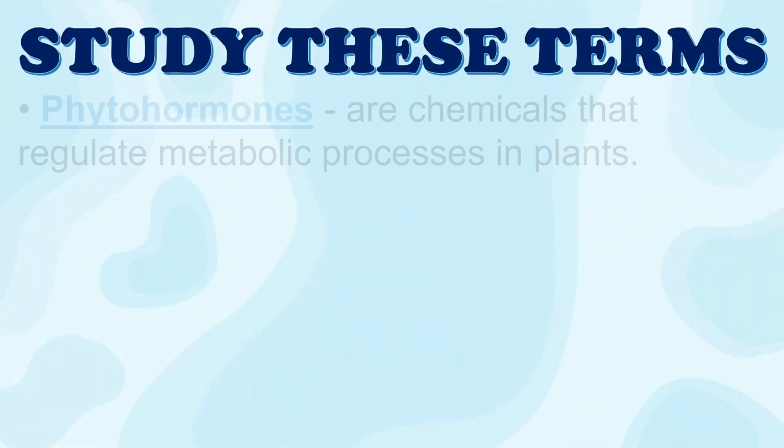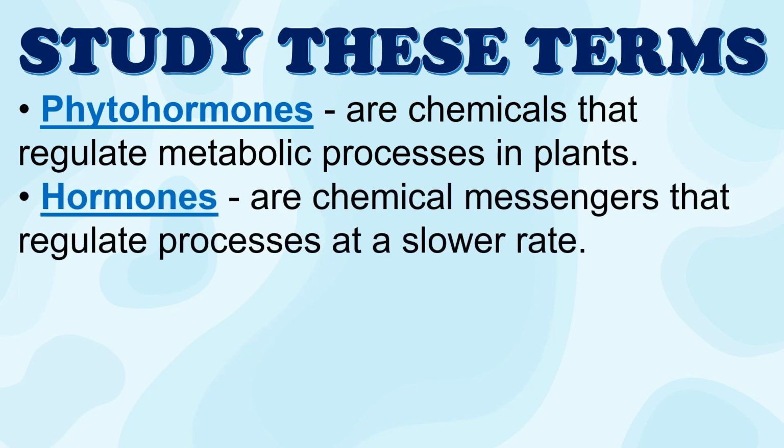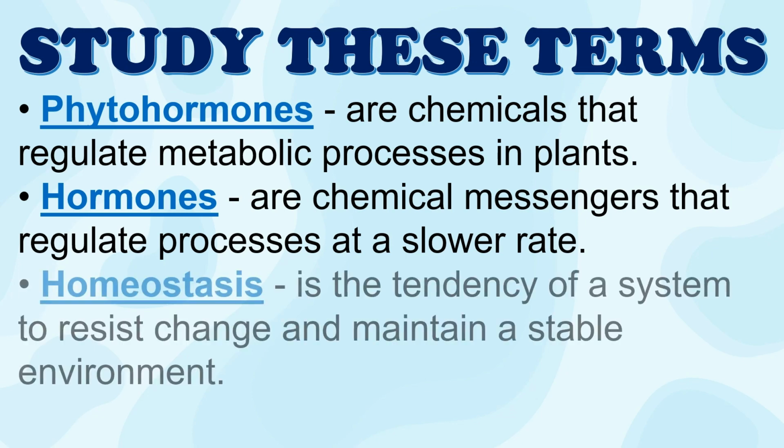First, we will have to study these terms. Phytohormones. Phyto means plants, so hormones of plants, which are chemicals that regulate metabolic processes in plants. Hormones are chemical messengers that regulate processes at a slower rate. Then homeostasis, or balance, is the tendency of a system to resist change and maintain a stable environment.